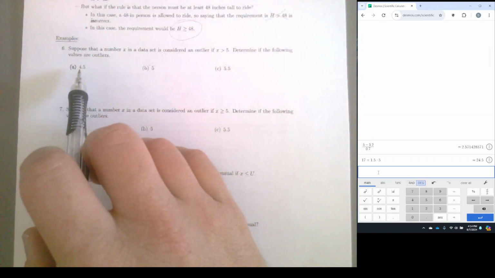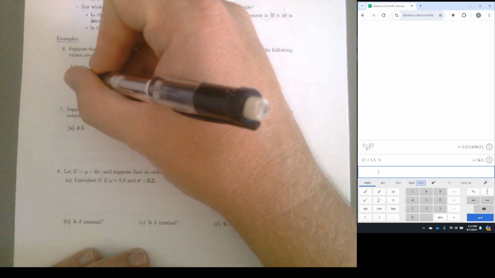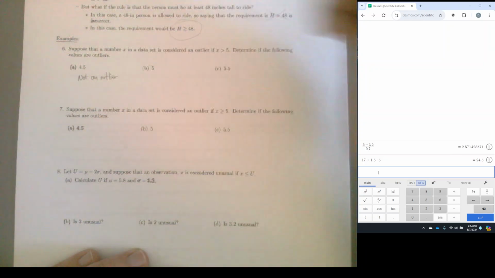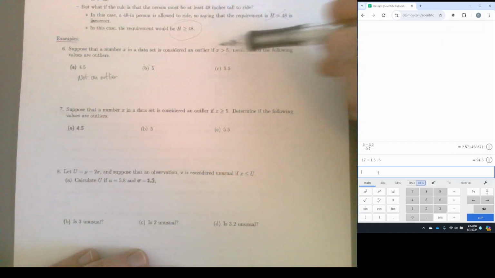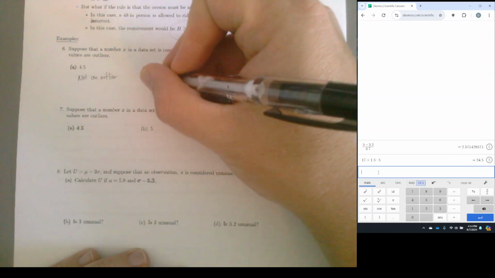Okay. Number 6 here says, suppose that a number x in a data set is considered an outlier if x is greater than 5. Determine if the following values are outliers. So the number is going to be an outlier if it's greater than 5, right? Well, 4.5 is not greater than 5, right? So this is not an outlier. Okay, what about 5? Well, a number is considered an outlier if it's greater than 5. 5 is not greater than 5, it's just equal to 5. So this would also not be an outlier.